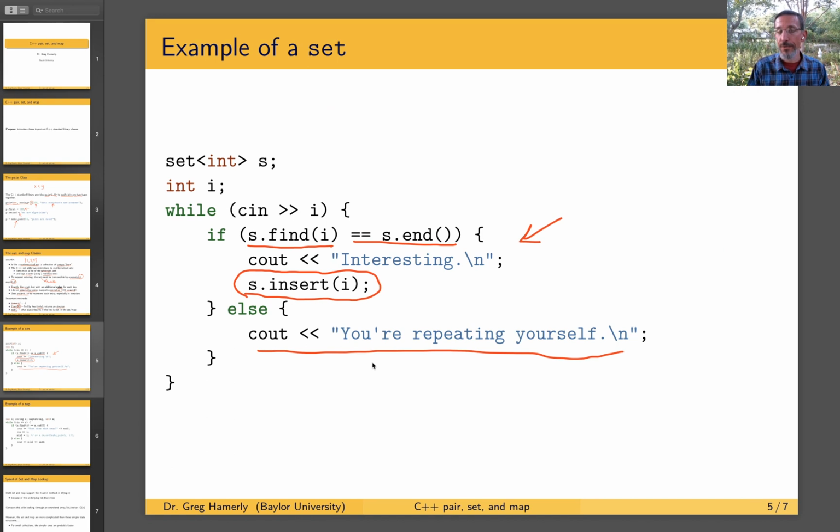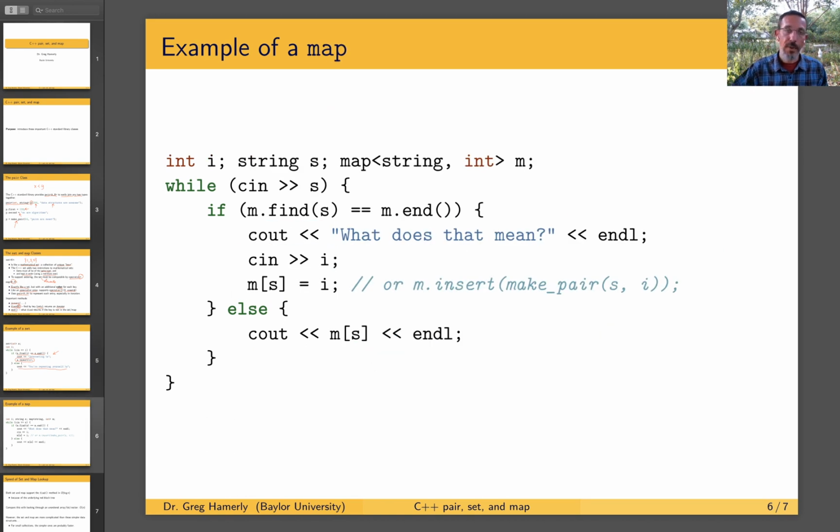Okay, so this sort of ties together all of the different really important parts of a set: the find, the end, and the insert methods. Of course there are other methods, but not that we really need here. Here's a similar program, but with a map.